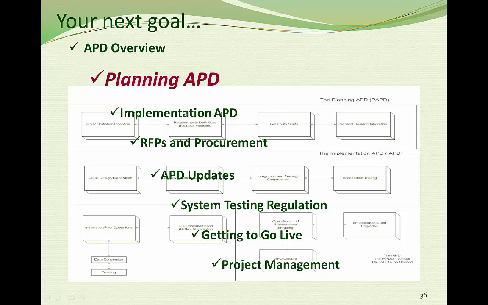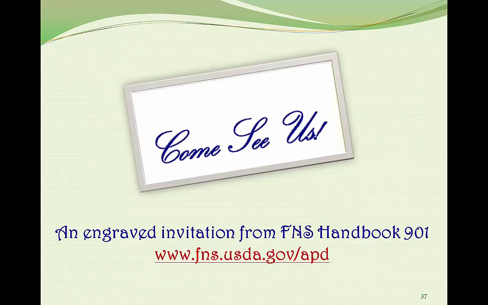When you return to the training, your next module should be the Planning APD. In addition to these training modules, please visit the FNS Handbook 901 or some of the other great content on the FNS APD website. There is also contact information there for the State Systems Office, or you can reach us through your FNS Regional Office if you need more information or assistance.